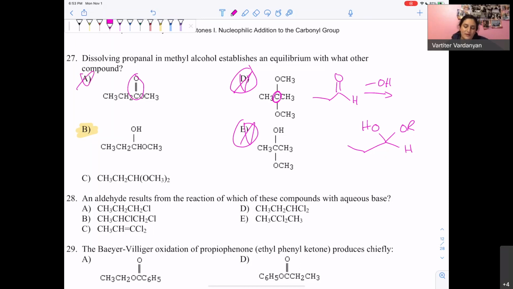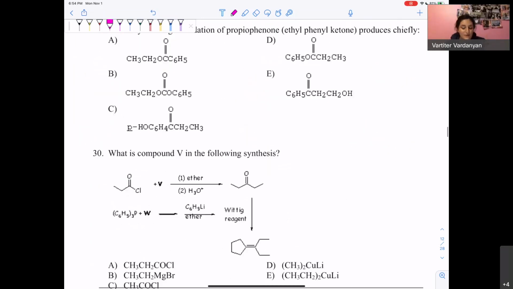This one has a double bond, so it's out. And then between this and this, it really comes down to paying attention to if there's acid, it's two ORs. If there's no acid, it's one OH, one OR. Got it. I got tricked. And that's how he does it. But now you won't get tricked again.